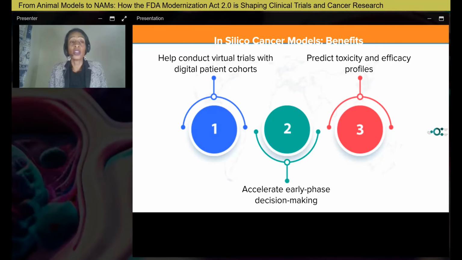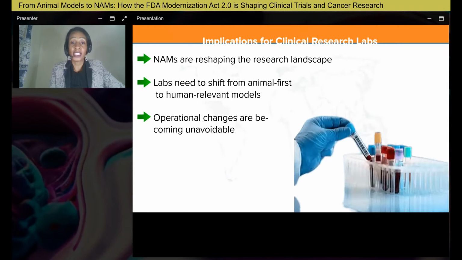And this ensures that only the drug modalities that show the highest potential for efficacy and safety make it to the clinical trial phase. This makes this a great tool for predicting toxicity and efficacy profiles and also accelerating early phase decision making in a cancer and oncology landscape.